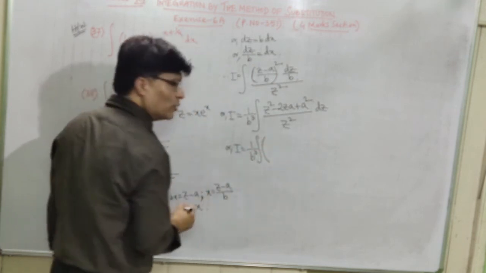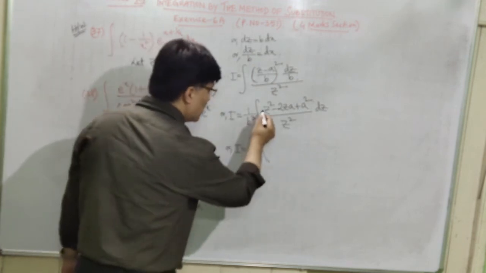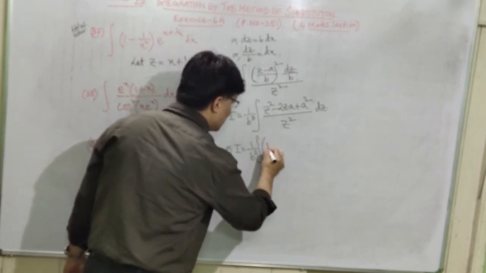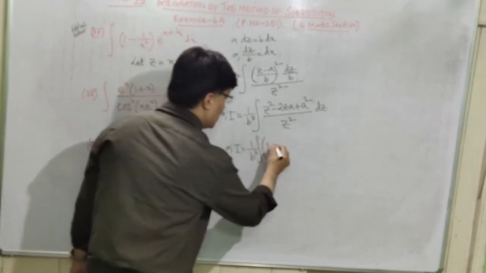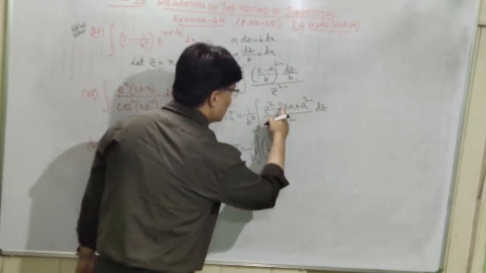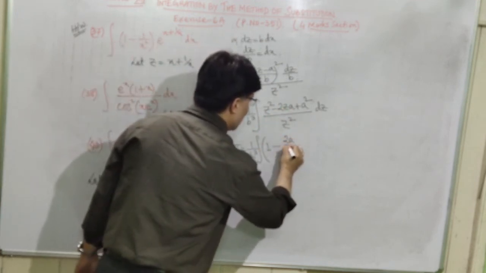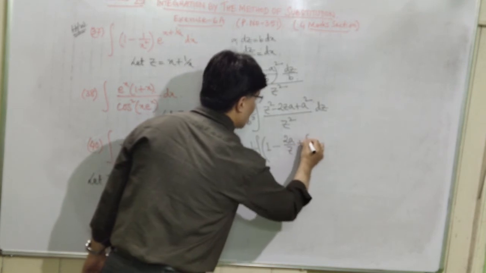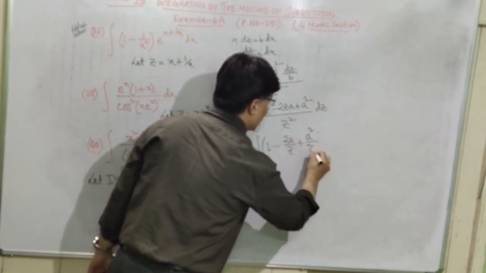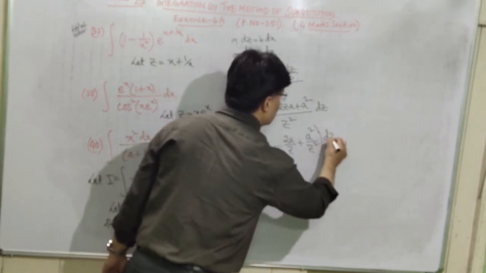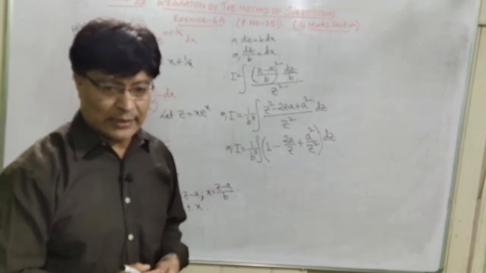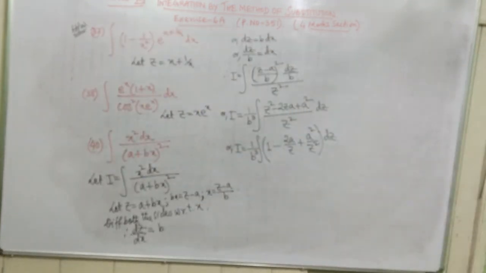Or I is equal to 1 upon b cube, integration of, within bracket, you can separate the term. What is z square by z square? 1. Minus, next, what is 2za by z square? It is 2a by z, plus a square divided by z square, bracket closed. Then you can write dz.